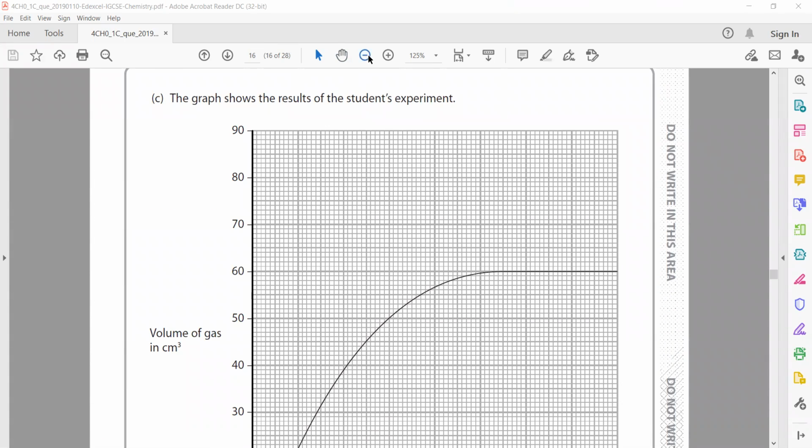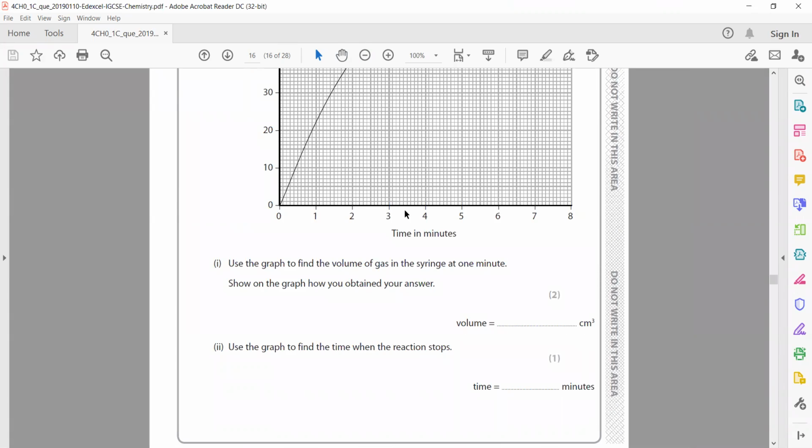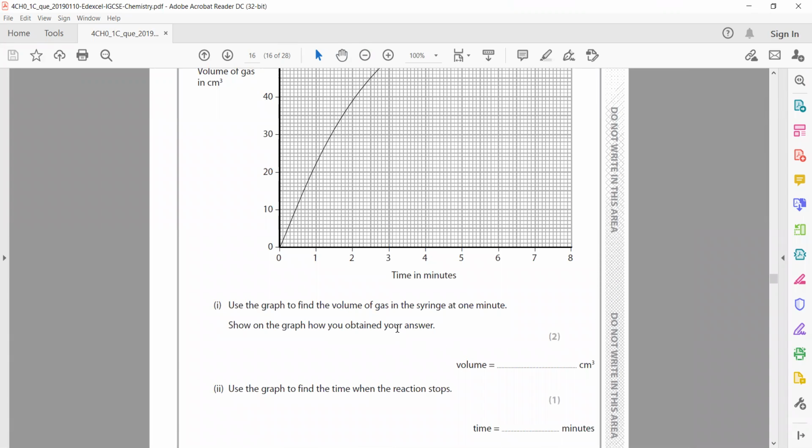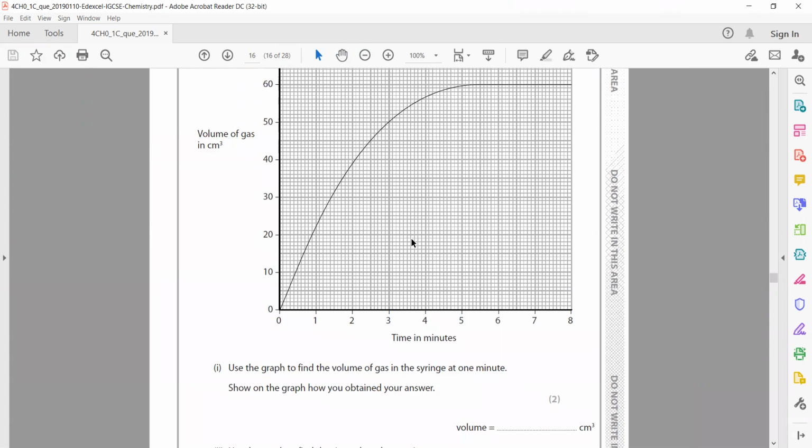The graph shows the results of the student's experiment. Use your graph to find the volume of gas in the syringe at 1 minute. So we'll draw a line from 1 minute, and two boxes, so each box is representing one. So this will be 22 cm3 of gas collected after 1 minute.